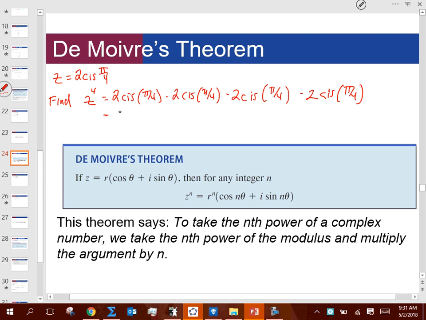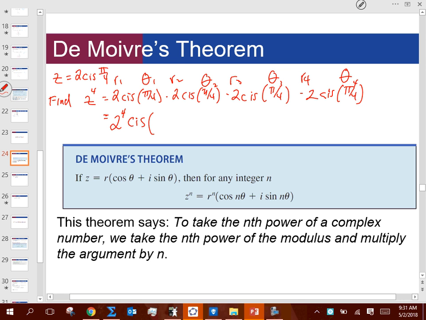Now, using the multiplication rule, here's r1, here's r2, here's r3, and here's r4. So I'd write that as 2 times 2 times 2 times 2, right? But what can I rewrite that as? 2 to the 4th, right? And then I could have cis. Now here's theta 1, here's theta 2, here's theta 3, and there's theta 4. I'd have pi over 4 plus pi over 4 plus pi over 4 plus pi over 4.